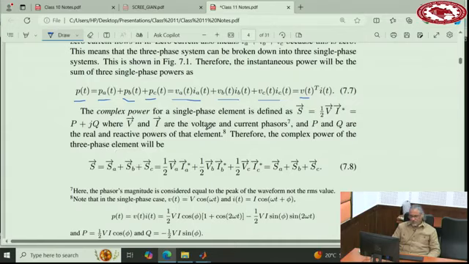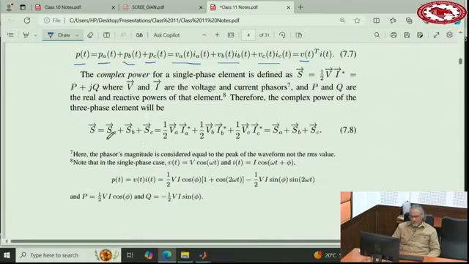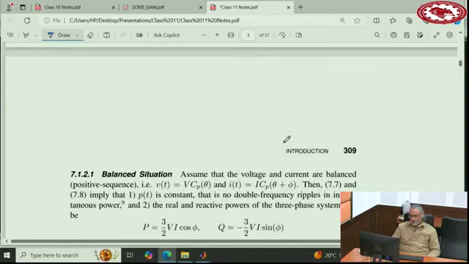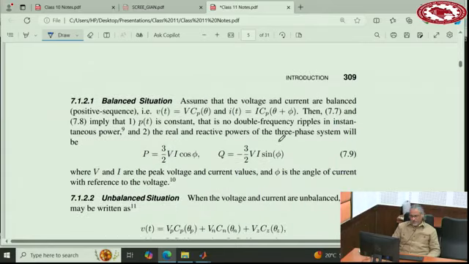So complex power we already defined for single phase. Here for 3-phase, you will add them together, and then the complex powers, they will add up, no issues. In a balanced situation, voltage and current, if they are balanced, both of them are positive sequence. Let's say V is positive sequence, I is also only positive sequence, right?